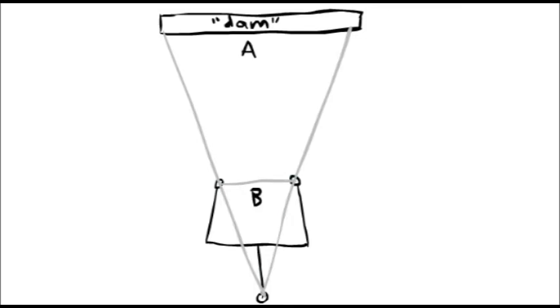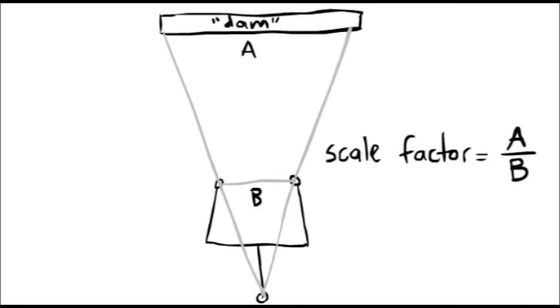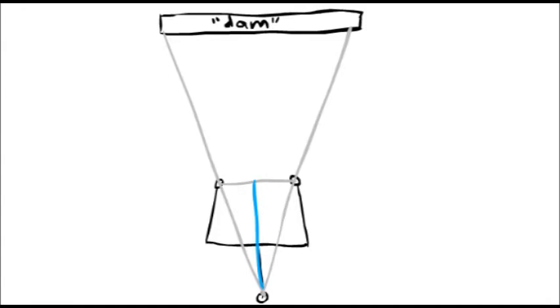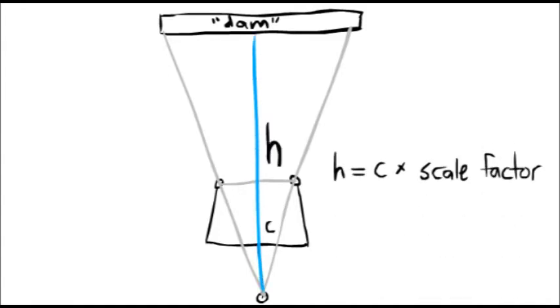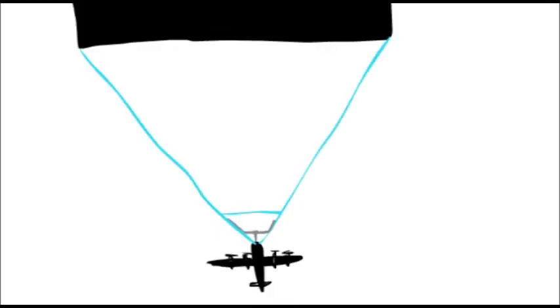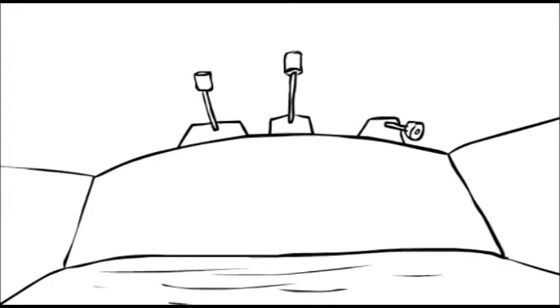We can find out how much larger the big triangle is by dividing the length of a side of the big triangle by the length of the corresponding side in the small triangle. This means that if we know the height of the small triangle, we can multiply that by the scale factor, and we know the height of the larger triangle, and therefore our distance from the dam. We should now take the time to consider the fact that the Germans aren't defenseless.